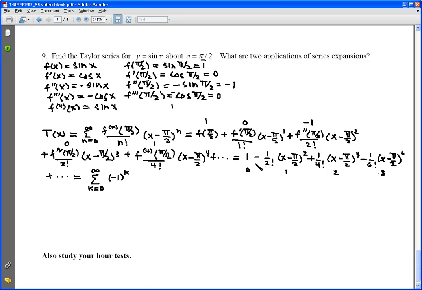Underneath, we've got 2 factorial, 4 factorial, 6 factorial, which is twice the number of the term: twice the 1, twice the 2, and twice the 3. So this will be divided by (2k) factorial. And then there are powers of x minus pi over 2. The pattern we're noticing is that the power is twice the number of the term, 1, 2, 3, so this is going to be to the 2k power.